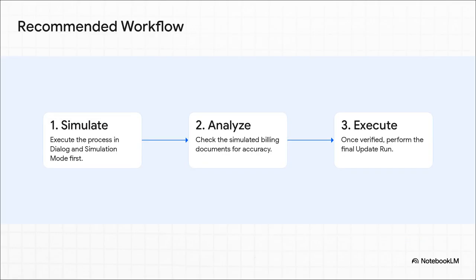So what does that look like in practice? It's a really simple, repeatable 3-step process. Step 1, simulate. Execute the process in both dialog and simulation mode first. This gives you maximum control and complete safety. Step 2, analyze. Check those simulated billing documents. Make sure every line, every number is accurate. And then, and only then, step 3, execute. Once you've verified everything, you perform the final update run. Simulate, analyze, execute. That little mantra is your key to accurate, error-free billing.